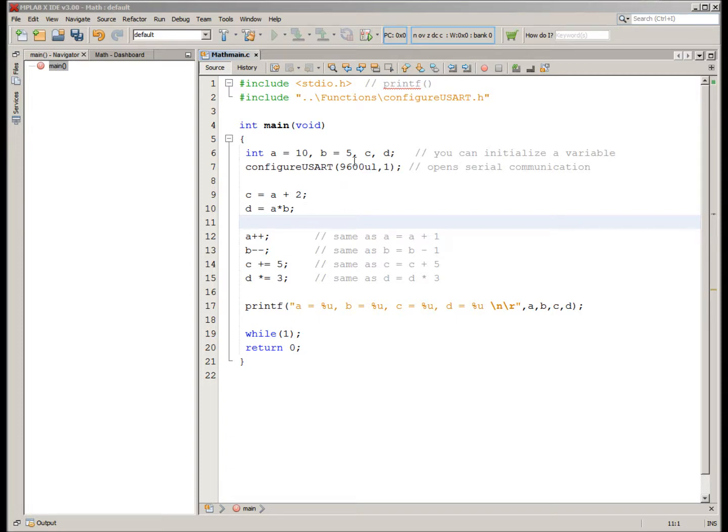D is a times b. Well, that's going to be 10 times 5. That'll be 50. So your expressions can always have other variables included in them.